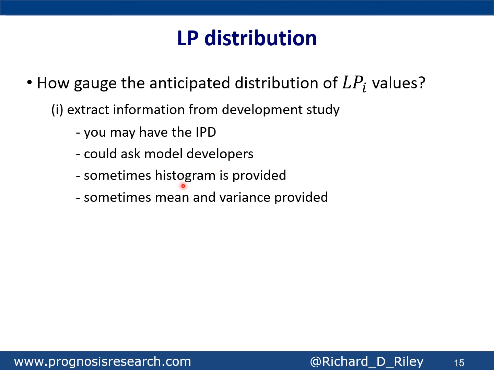You may have a histogram provided by the authors in the original papers. Sometimes that's given, or sometimes it's at the bottom of a calibration plot. Sometimes there may just be a mean and a variance of the linear predictor provided, and we might be able to assume it's normally distributed, perhaps.